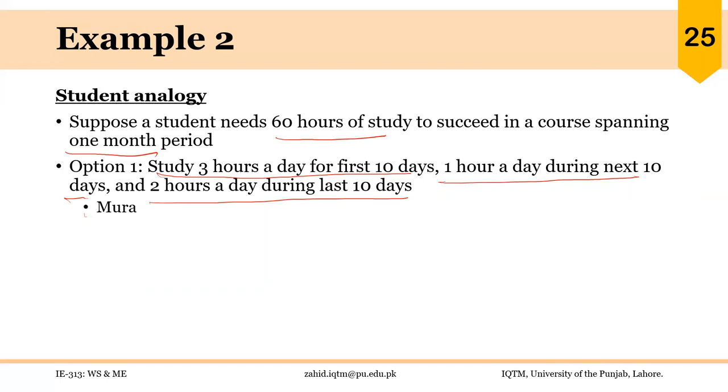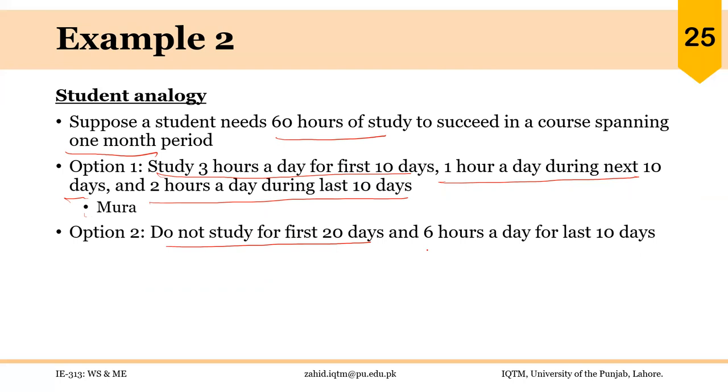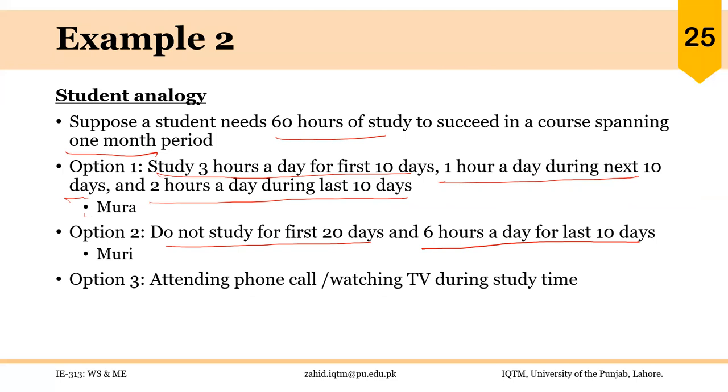The second option is that the student does not study for the first 20 days and studies 6 hours a day for the last 10 days. So of course that is muri. It will be hard to study 6 hours a day for 10 days. And there could be, of course, some problem on one of the days, so these 6 hours may further increase. So overburden. Student is studying and attending a phone call or watching TV during study time. So that is actually a waste or muda, non-value adding activity.